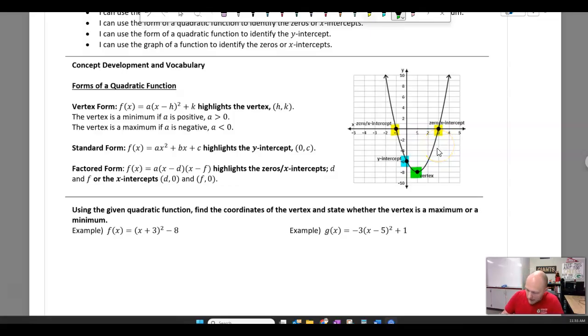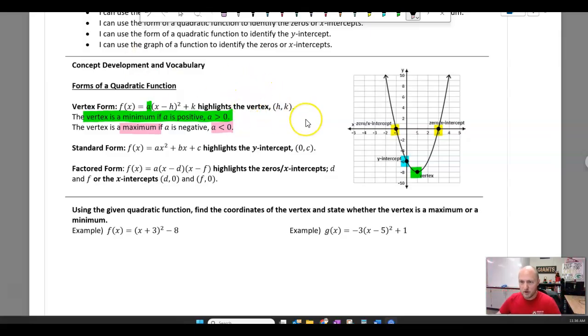Now, a normal parabola does open up. The vertex is a minimum if your a value, where your a value is the multiplier in front, is positive, your graph is opening up. If this a value is negative, then that's going to be a maximum because you're going to have reflection. Your graph's going to open down.